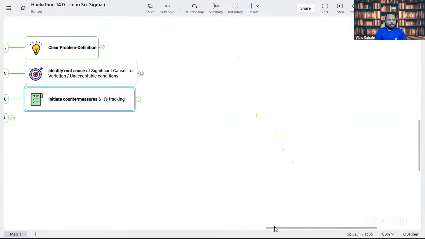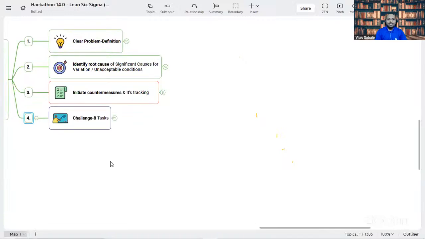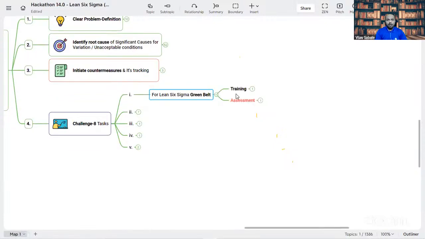Great. So now let's come to the end of this. That means we are going to cover the first part of this. Once we complete this overview of challenge 8, what are the tasks we need to complete? Let me finish that first. So what are the challenge 8 tasks? If you are enrolling as a part of green belt, go to the training for chapter 16. That is completely focused on root cause analysis.